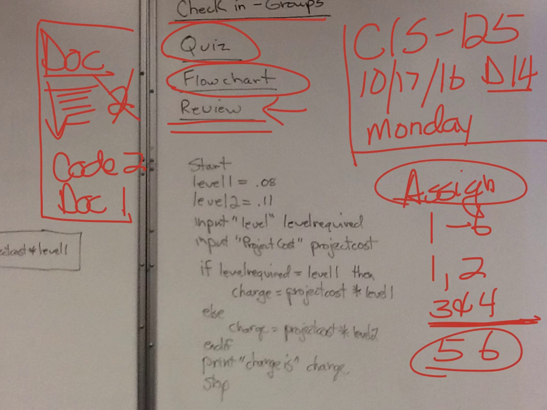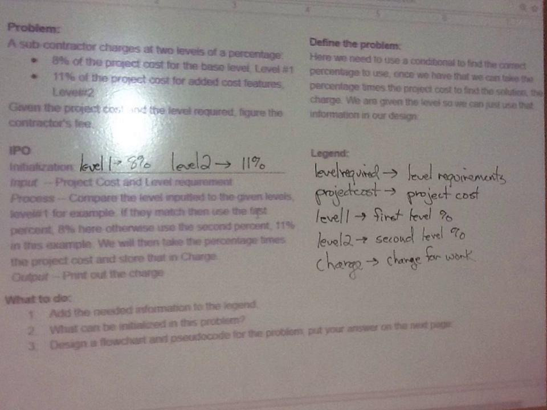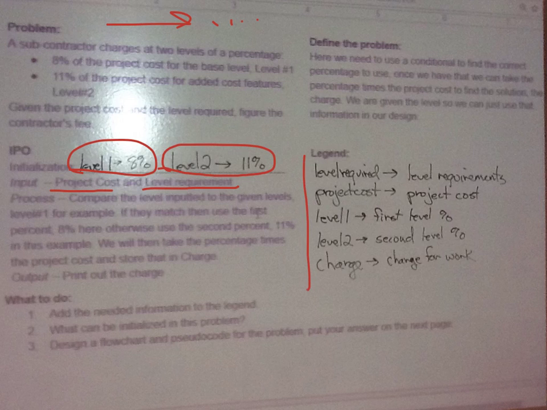So let's move on. We went through all the other material on the quiz. And you can look at your quiz, I think I went through what the answers were and so forth. And then we talked about this problem. You got a project, and then you got some level requirement, okay? And so we have these 2 levels. Level 1 is 8% charge, and level 2 is 11% charge. So we created our legend here with our variables.